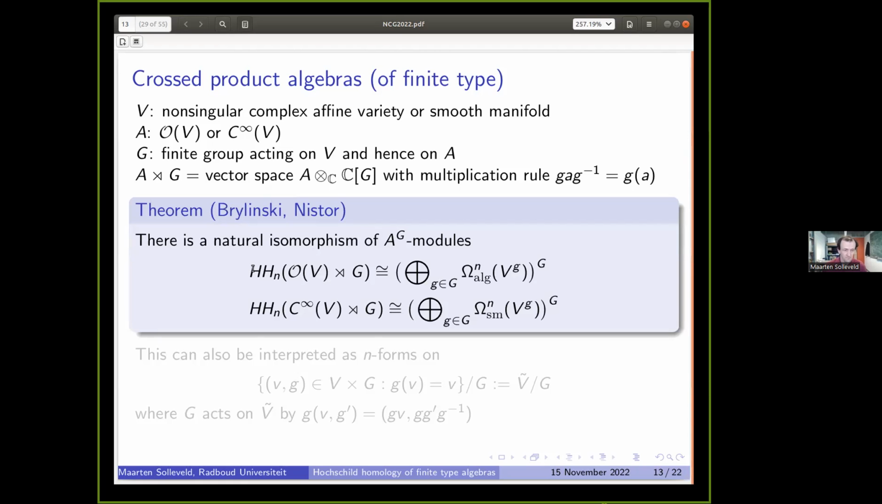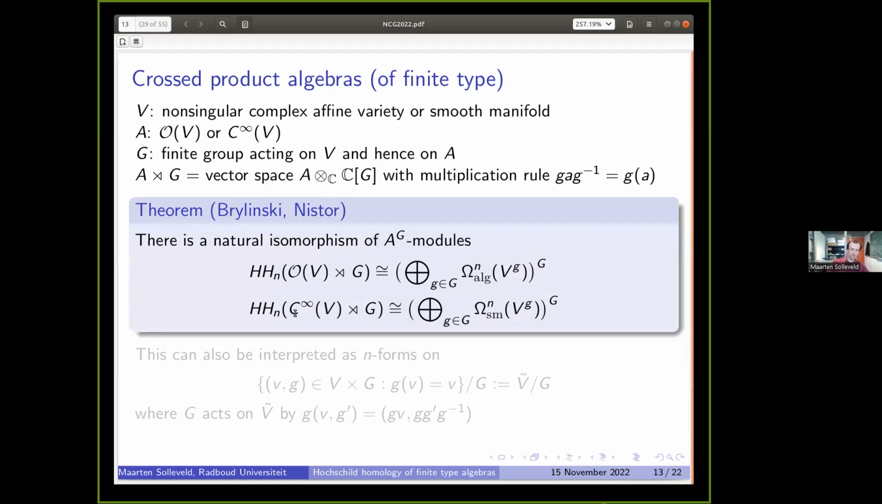And the Hochschild homology of these algebras was computed by Brylinski and Nistor in various papers, making it even more detailed. It turns out that naturally you can identify the Hochschild homology of such a cross product with differential forms, but not just differential forms on V. You need various subvarieties of V, namely those fixed by the various elements of your group G, and in total you take G-invariant forms on this direct sum.